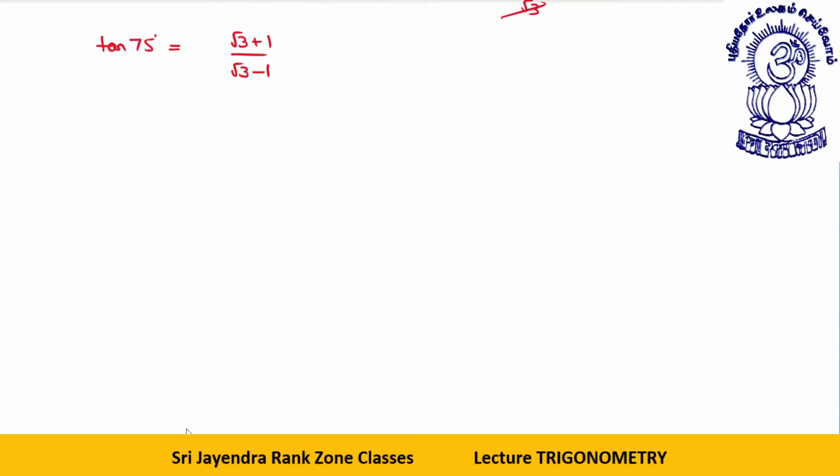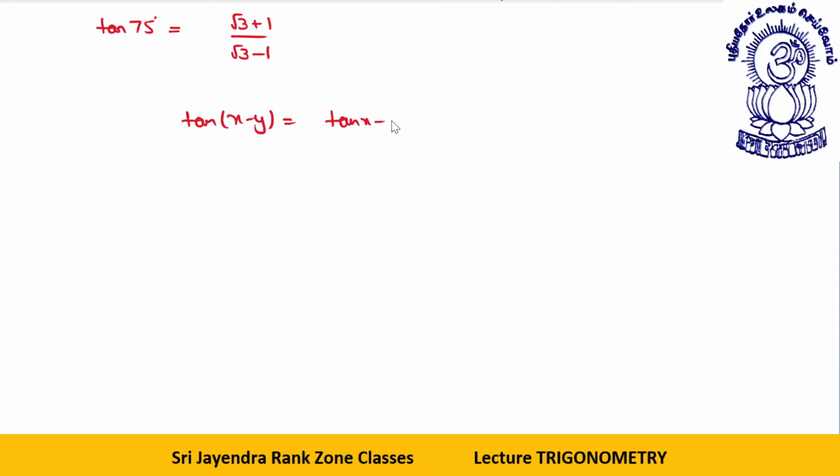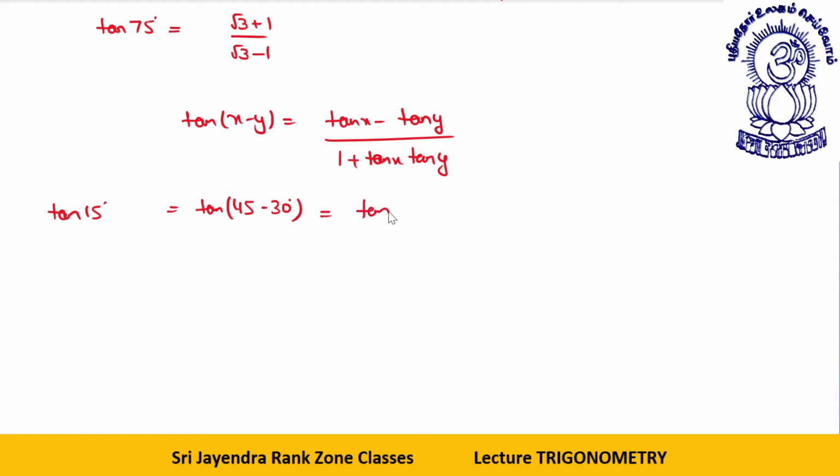Let's find the value of tan of x minus y. The formula for tan of x minus y is tan x minus tan y upon 1 plus tan x tan y. That way, if I need to find the value of tan 15 degree, how will I do? I will write it as tan of 45 minus 30 degree. That is tan 45 minus tan 30 upon 1 plus tan 45 into tan 30 degree. Clear? Let's put the values.